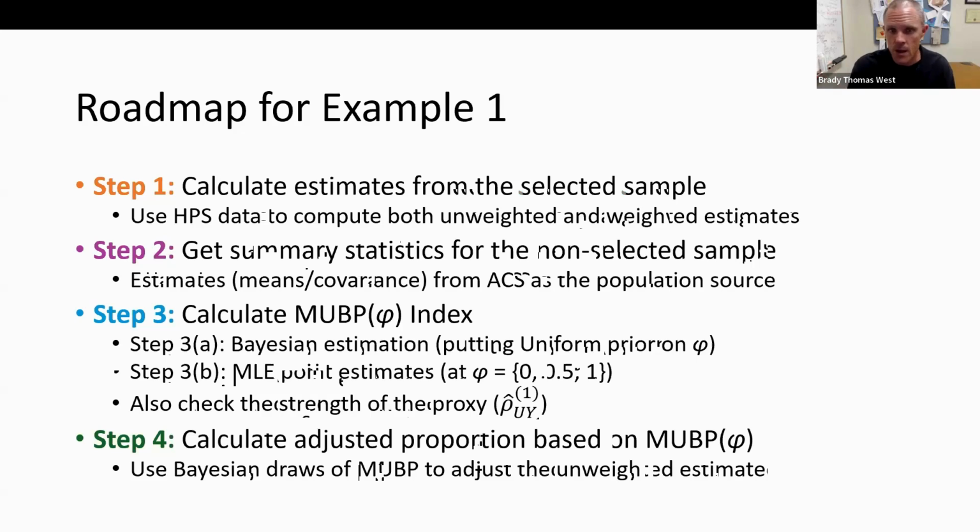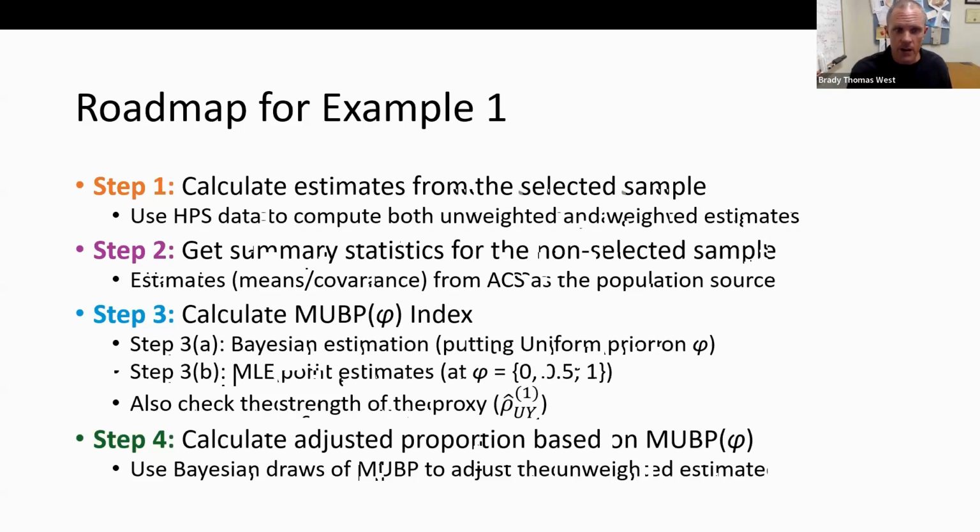Step two, get summary statistics for the non-selected sample. Again, we're going to get estimates of means, variances, and covariances from the ACS as a source of information about the population. We're going to calculate that MUBP index as a function of phi. We'll use Bayesian estimation, and we'll just use maximum likelihood point estimates at selected values of phi. We're also going to check the strength of the proxy. Look at that biserial correlation of the proxy variable X with the latent variable U.